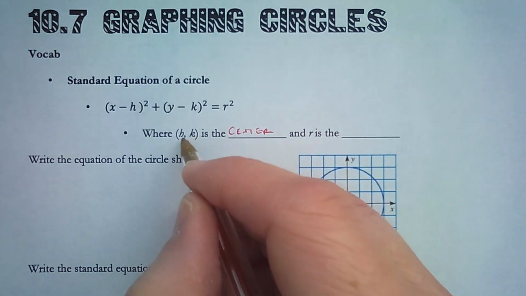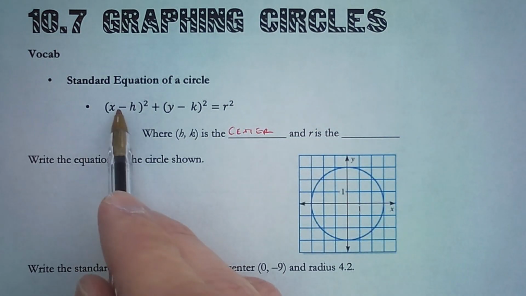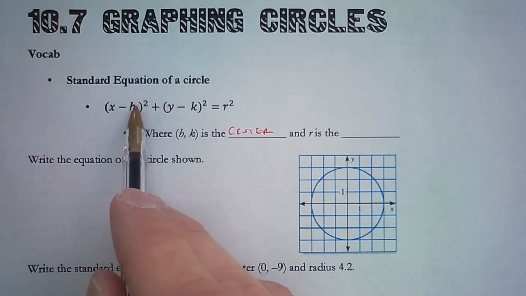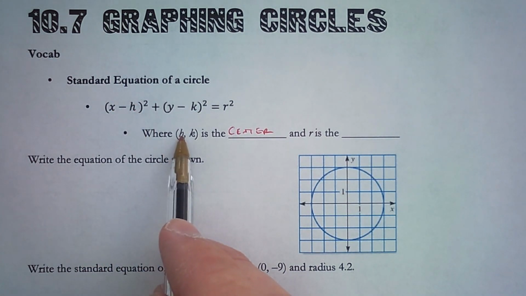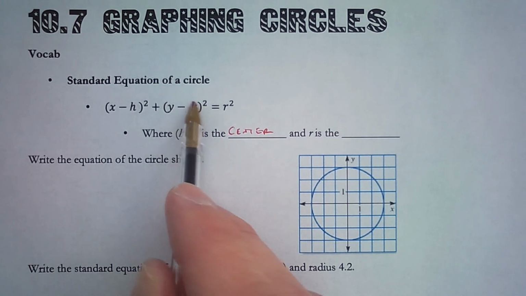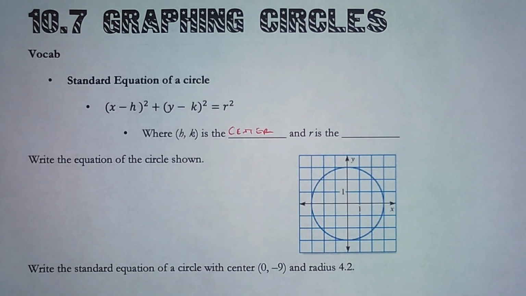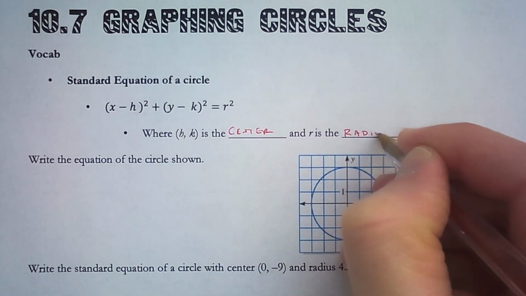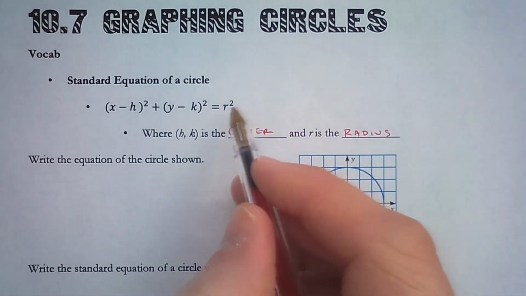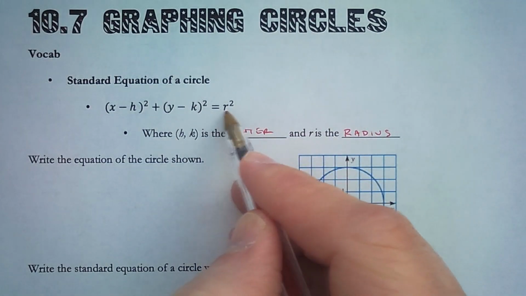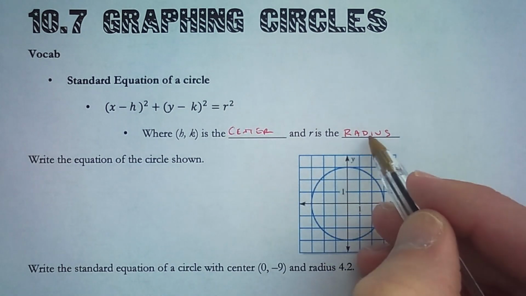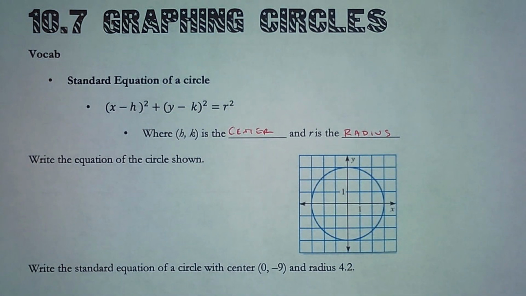So the point (h, k) is the center, and you'll notice that this is the opposite of h, which means in the center we change the sign to get this h for the center, and that's the x coordinate. And then we change the sign here to get k, and that makes the y coordinate of the center. R is the radius of the circle, so that goes halfway across a circle, but you notice here is r squared. So we'll have to do the square root of this number in order to get the radius of the circle.